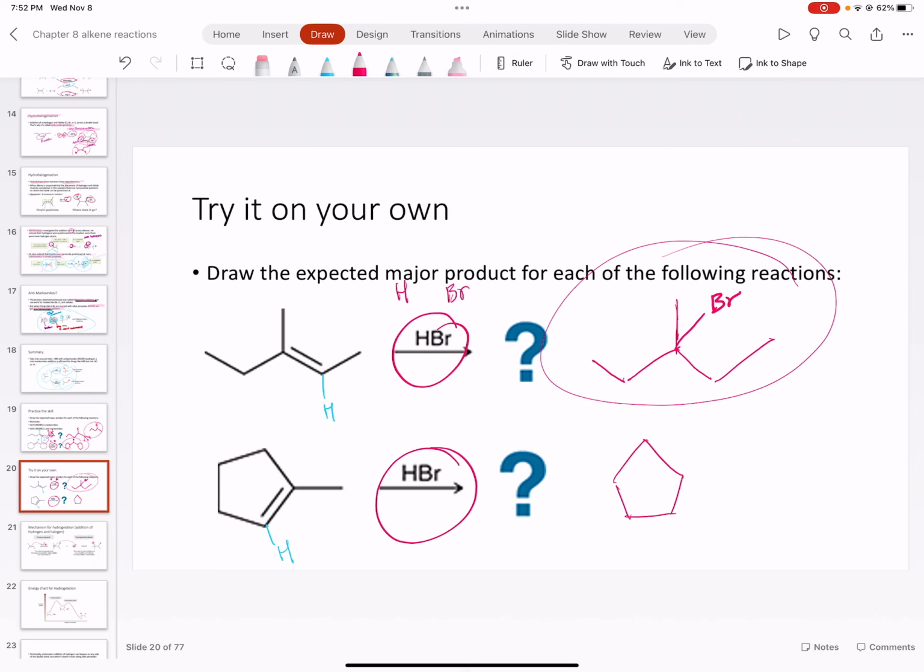And the same case goes for the one below. I will put my hydrogen on the least substituted, or the side that has more hydrogens. I originally had one, now I have two. And then I would add my bromine, or my halide, on the most substituted, which should be this part. And again, I already assume that my hydrogens are there, they're just not shown. And that one will be my answer for this one.